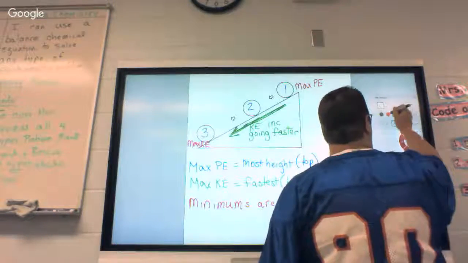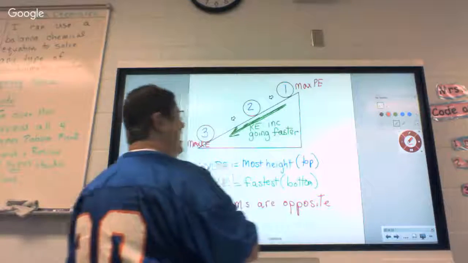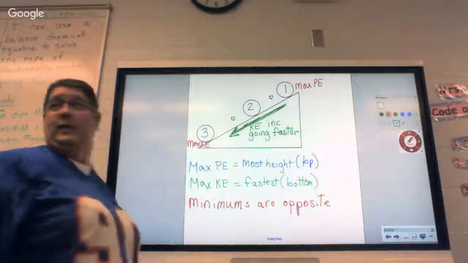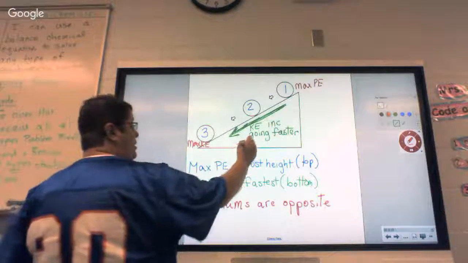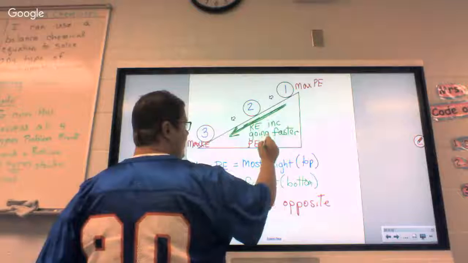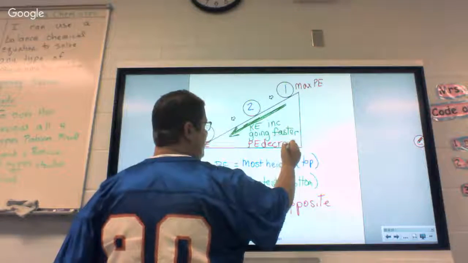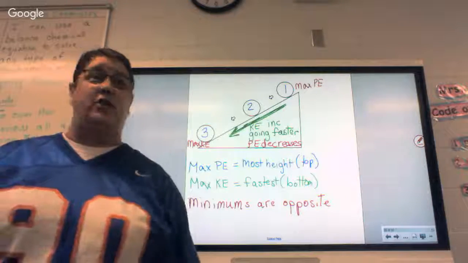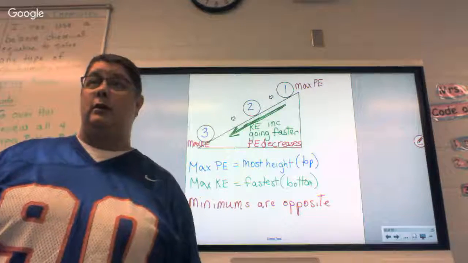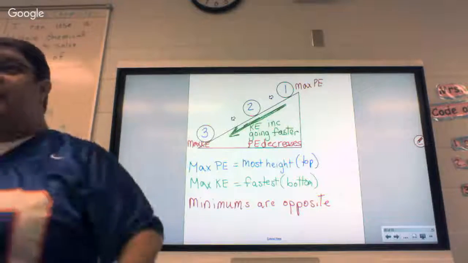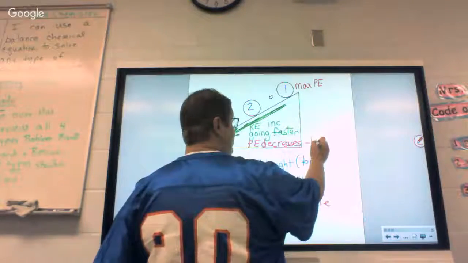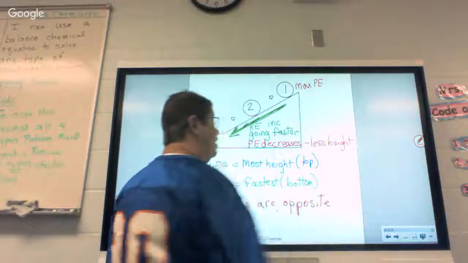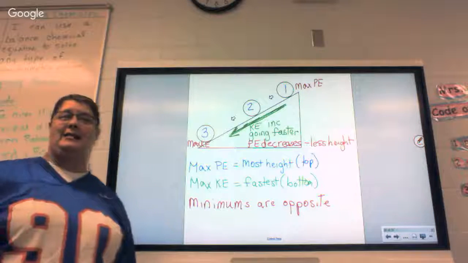Now, what could you tell me about potential energy as you go down the hill? It goes slower. All right, potential energy decreases. Tell me why potential energy decreases as we go down. Okay, it has less height. Potential energy decreases because it has less height.